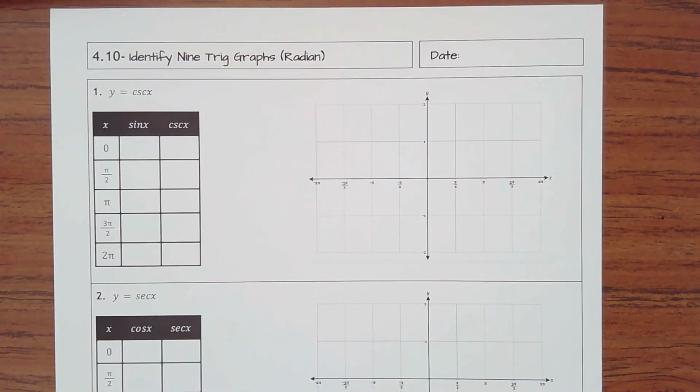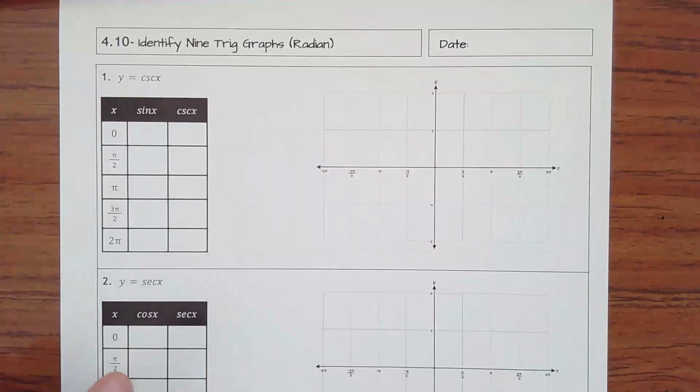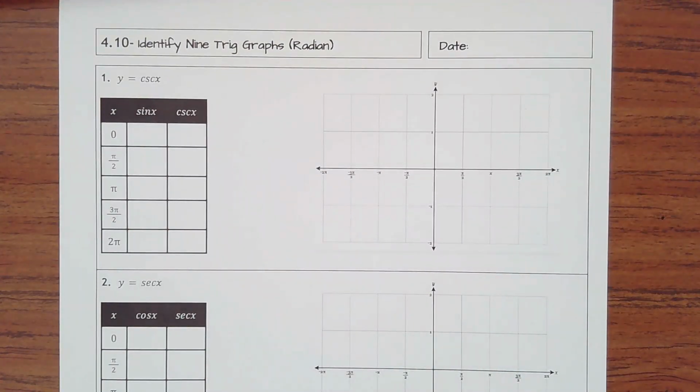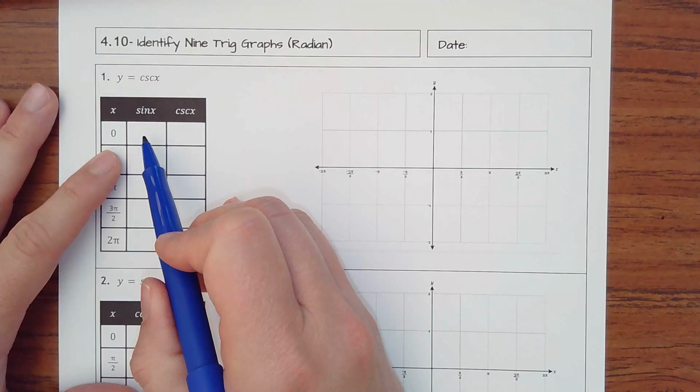4.10 is going to teach you that there's other types of trig graphs that can be graphed, and those are the reciprocal functions. So remember that. We have cosecant, which is the reciprocal of sine. We'll have secant, tangent, cotangent, and then we'll also have some inverse trig functions as well. But let's talk about just cosecant first.